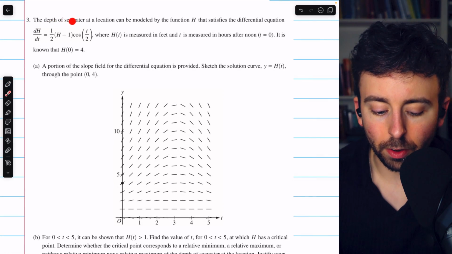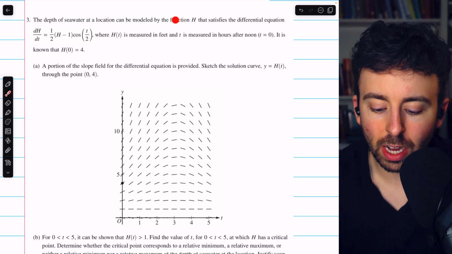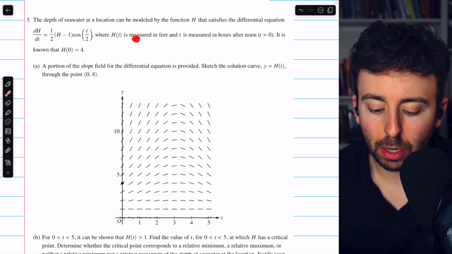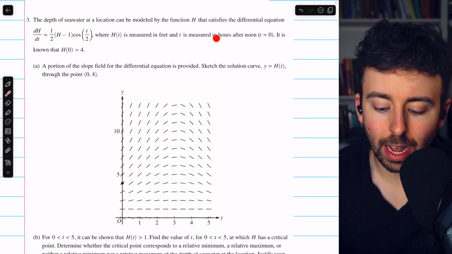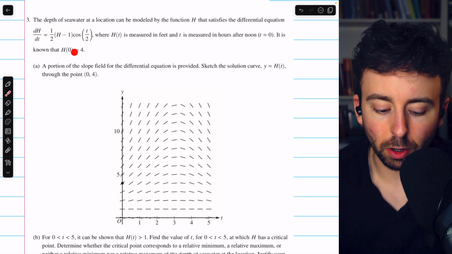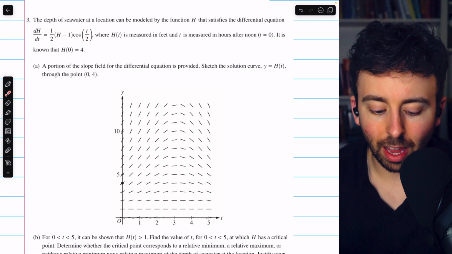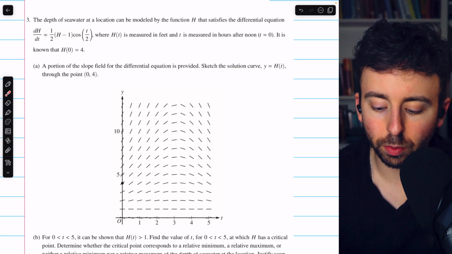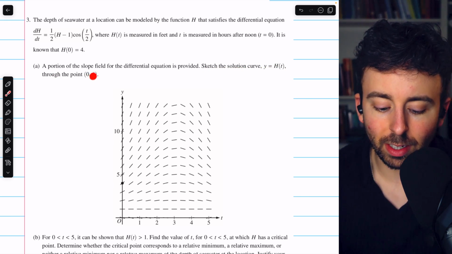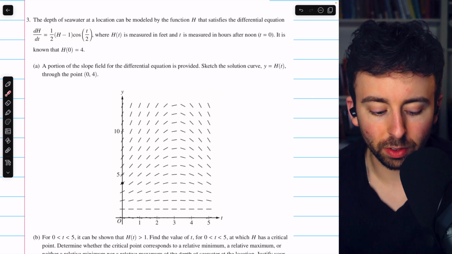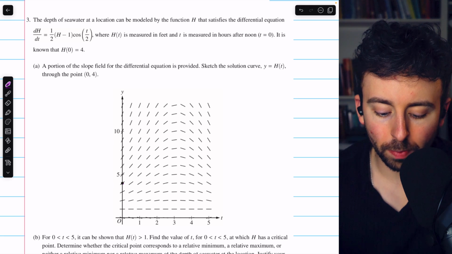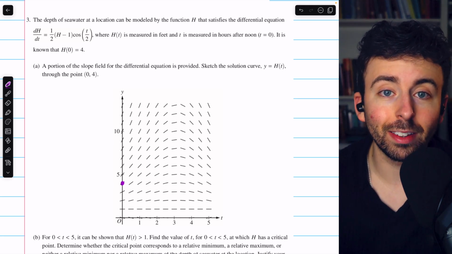The depth of seawater at a location can be modeled by the function h that satisfies the differential equation given here, where h of t is measured in feet and t is measured in hours after noon, so noon is at t equals 0. It is known that h of 0 equals 4. Part A says a portion of the slope field for the differential equation is provided. Sketch the solution curve y equals h of t through the point 0, 4, which is that initial condition that was given to us. So down here on the slope field, we will plot the point at 0, 4, or actually, it's already plotted there for us, so that's great.